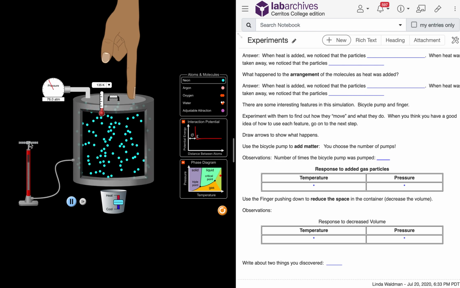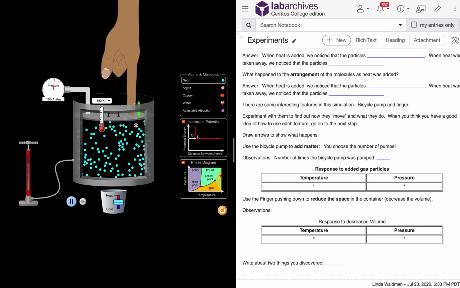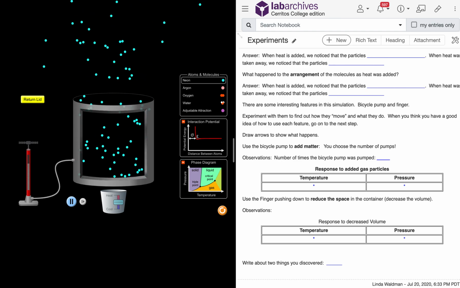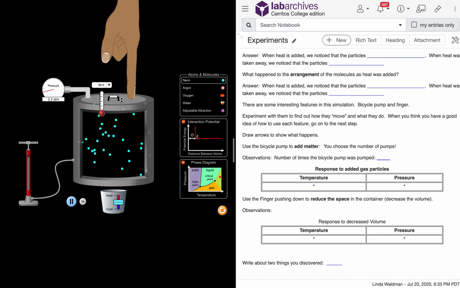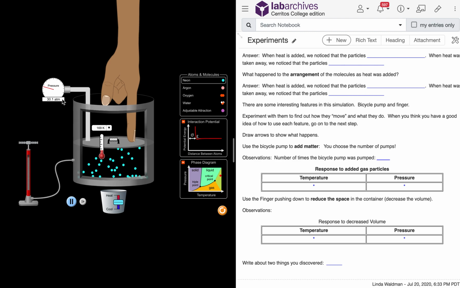So use the bicycle pump to add matter, so you can add more matter. The more pumps you add, you're gonna see the temperature also increase and the pressure is also increased. So you can also press down to reduce the volume. So if I reduce too much, it expands. So return the lid. If I press down, you see the pressure increasing and the temperature increase. So if I reduce the space, which is pressing the finger down, the volume gets smaller, the temperature increases, and the pressure is also increased.